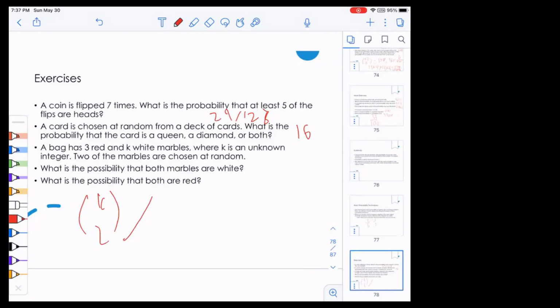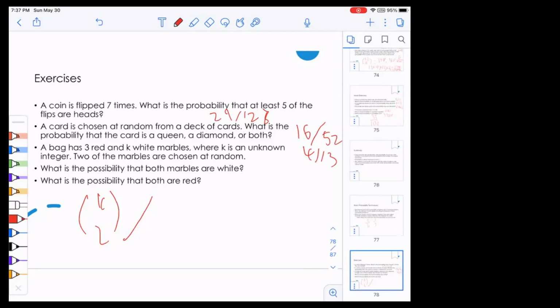Oh yeah, for the card question, there are 52 cards, so that's divided by 52. It's just 4 out of 13. Yeah, my bad. So now we're just going to do the one we're doing now.